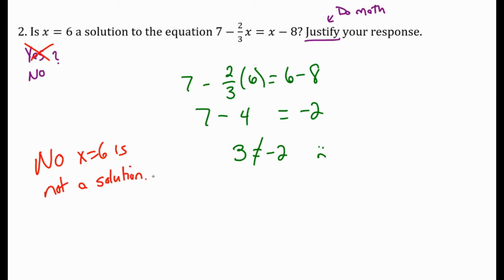Why is it not a solution? Because 3 does not equal -2. But it didn't ask me why. It just asked me to justify. Justify means do math. Did I show the math that supports my answer? I did, so I'm good. X equals 6 is no. X equals 6 is not a solution.